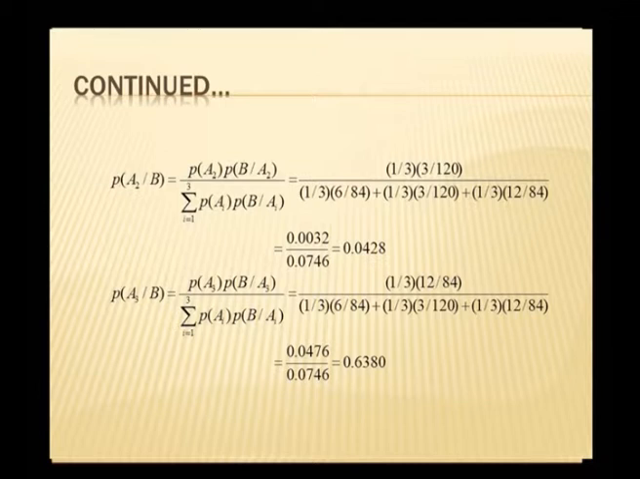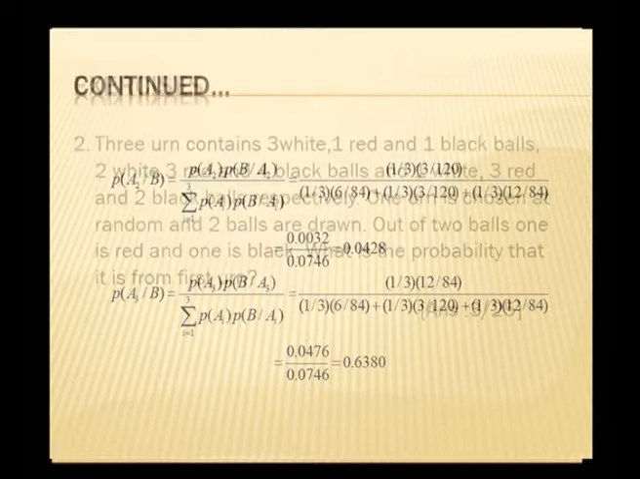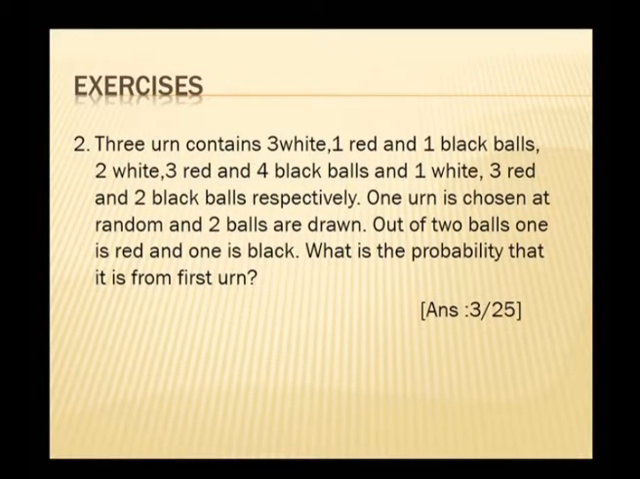So, numerator 1 by 3 into 12 by 84, we get 0.0476. For the denominator, 0.0746. On taking the ratio, we get the required probability to be 0.6380. Now, let us have a small exercise problem which you can practice.